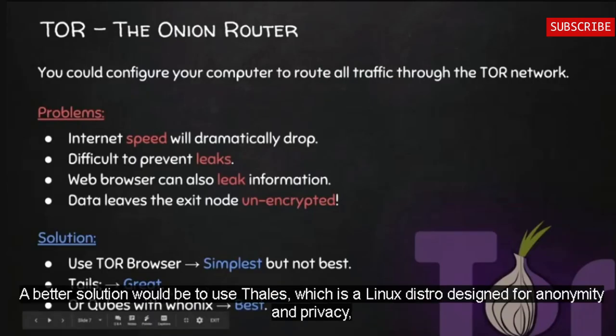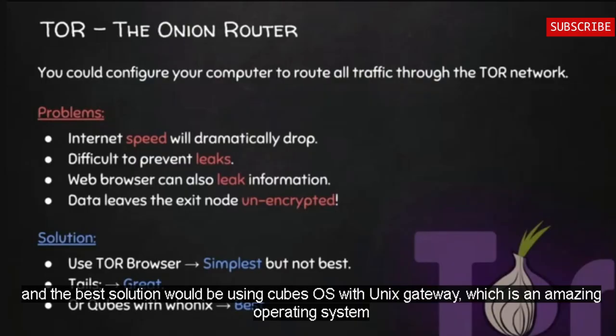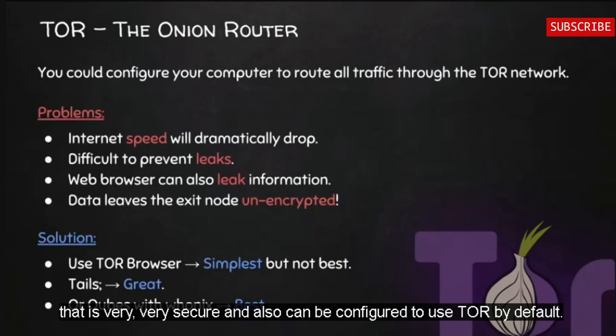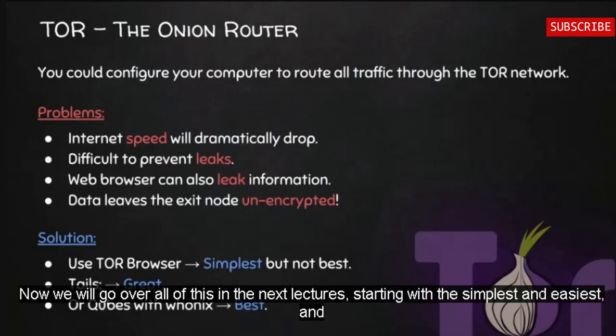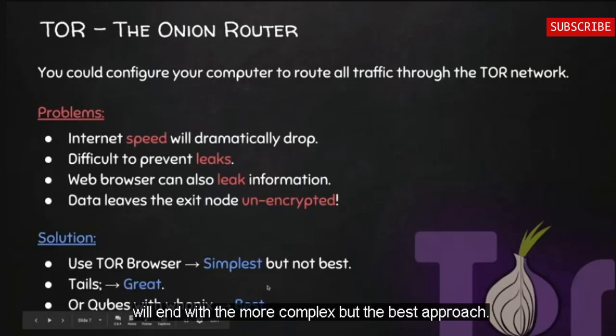A better solution would be to use Tails, which is a Linux distro designed for anonymity and privacy. And the best solution would be using Qubes OS with Whonix Gateway, which is an amazing operating system that is very, very secure and also can be configured to use Tor by default, improving your security and anonymity and privacy. Now, we will go over all of this in the next lectures, starting with the simplest and easiest, and we'll end with the more complex but the best approach.